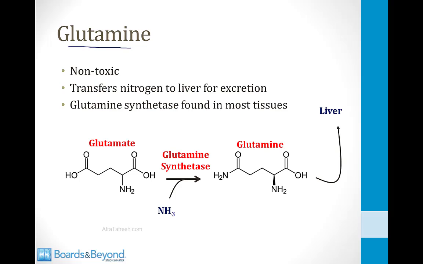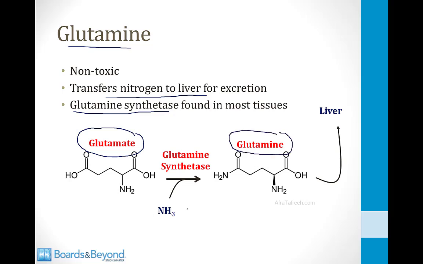Glutamine is a non-toxic structure that shuttles nitrogen to the liver for excretion. There is an enzyme called glutamine synthetase that is found in most tissues. And it takes all those molecules of glutamate that have been synthesized from breakdown of amino acids, and it converts them into glutamine. To do this, it adds another nitrogen molecule from ammonia, and therefore the glutamine carries two nitrogen molecules back to the liver for further metabolism.